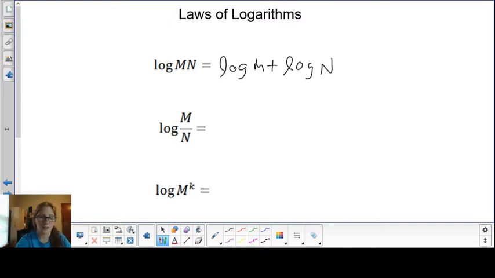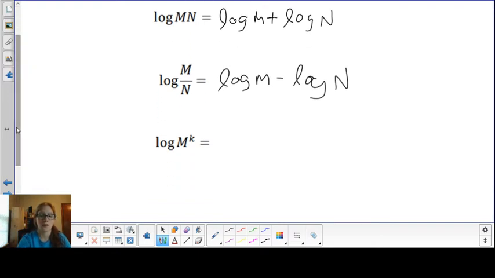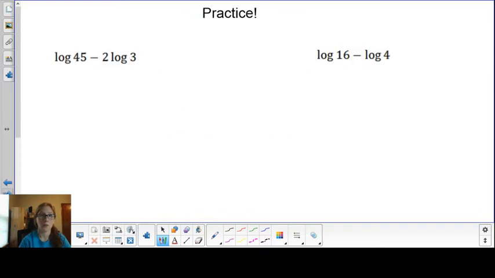If I have a division problem, it turns into subtraction. Or vice versa, if I have a subtraction problem, I can divide them. And if I have exponents, the exponents turn into coefficients. Remember that a little bit? I know we weren't too fond of it, but we kind of remember it.